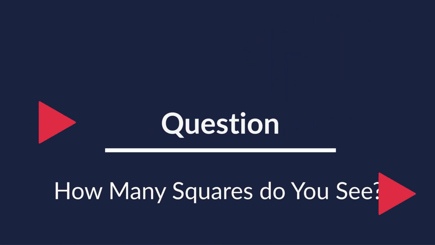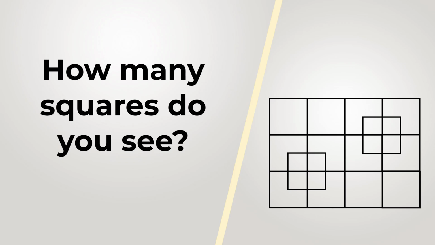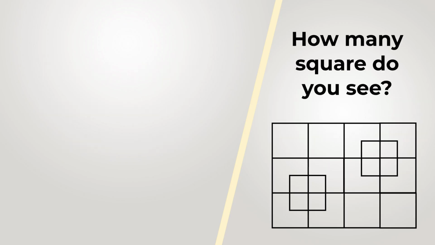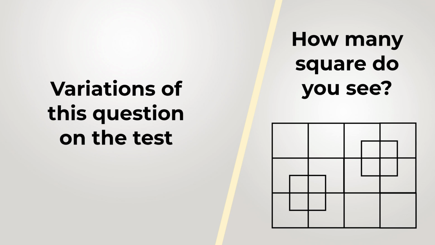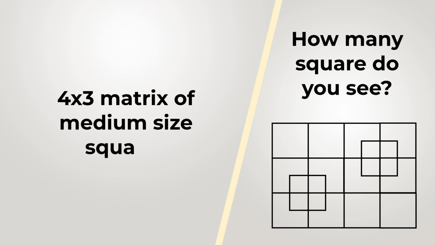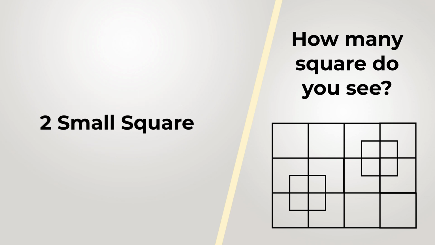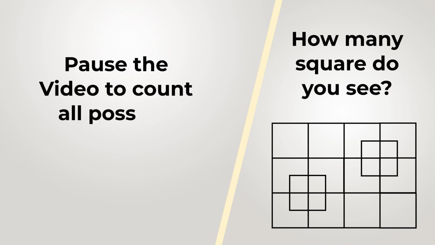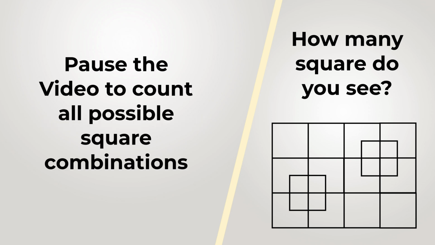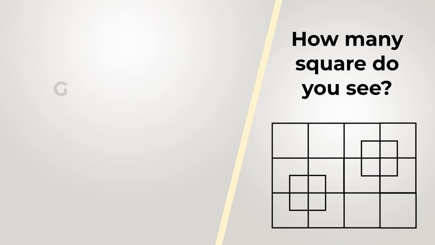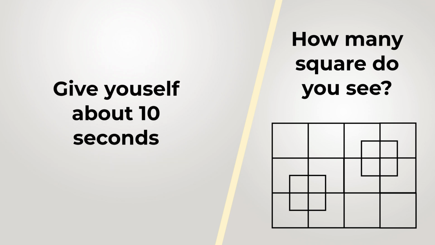I gotta tell you, I love this question. This is such a unique question, and we see a lot of variations of this question on the test. In this particular version, you are presented with a 4x3 matrix of squares, and then you see 2 additional squares on top of the medium-sized squares. And the question is, how many squares do you see in the picture? Take a closer look and give yourself a little bit of time to find out the answer. Feel free to pause this video if you need more time.